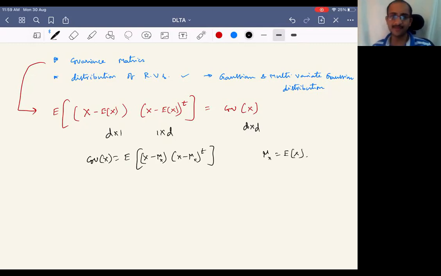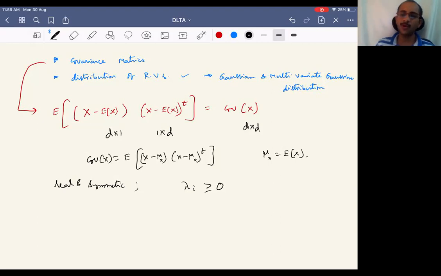Usually the covariance matrix is real and symmetric because we assume that the random variables are real. A real and symmetric covariance matrix will have positive semi-definite nature, and all the lambda i of the covariance matrix are greater than or equal to 0. So covariance matrix is real and symmetric. This is roughly the information about covariance matrices.